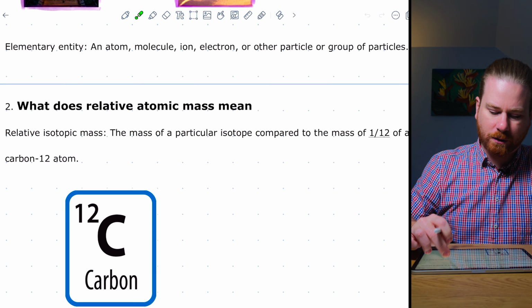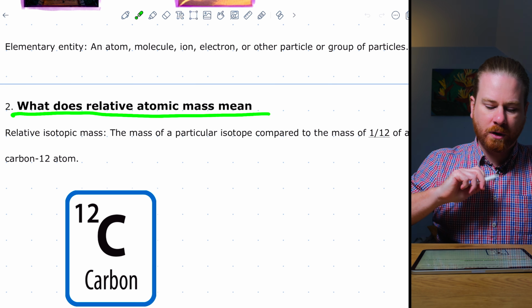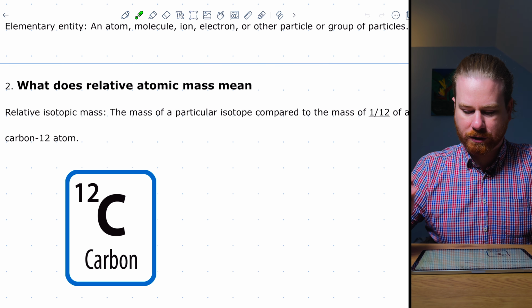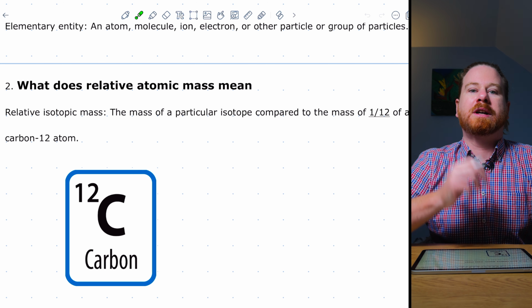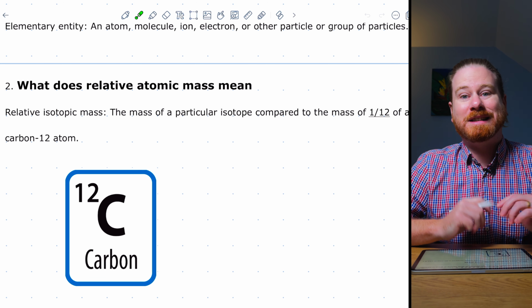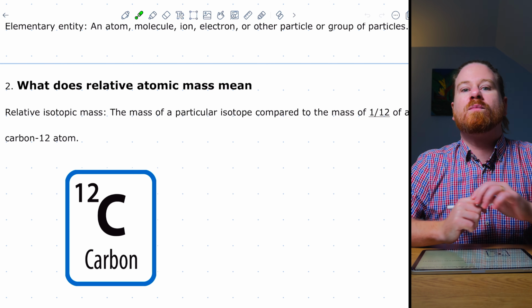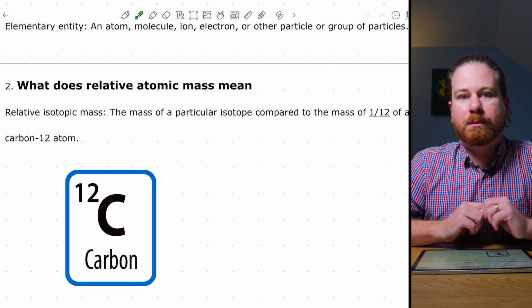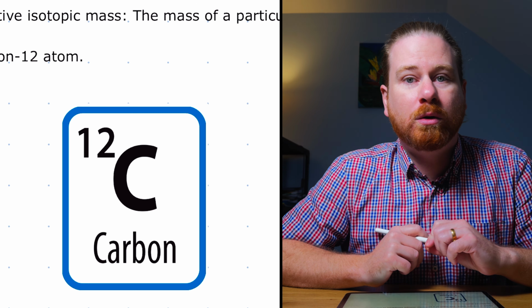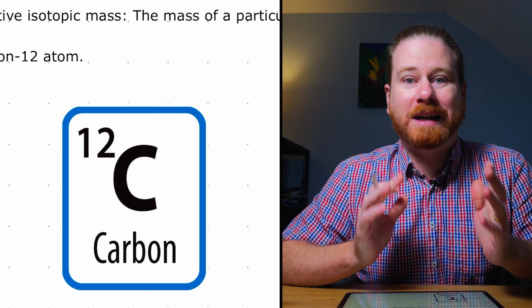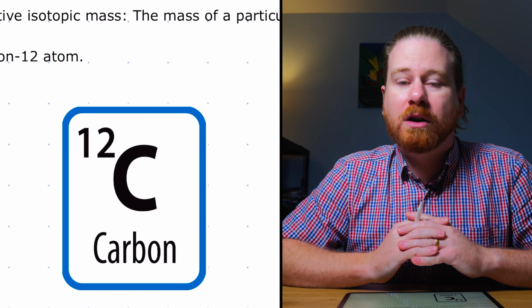Okay, so now on to what does relative atomic mass mean? So we'll get to our little definition here in a bit. So relative just means in relation to something else. So carbon-12 plays a very important role in all this, as all of the relative masses of everything in the periodic table are compared to carbon-12. So carbon-12 being the main isotope of carbon.